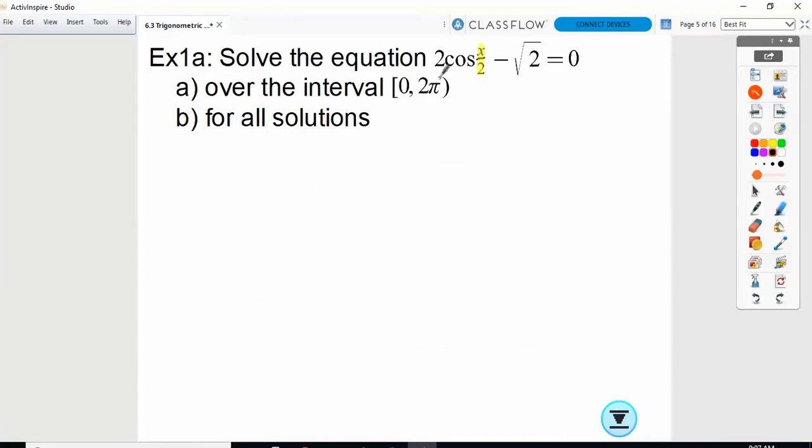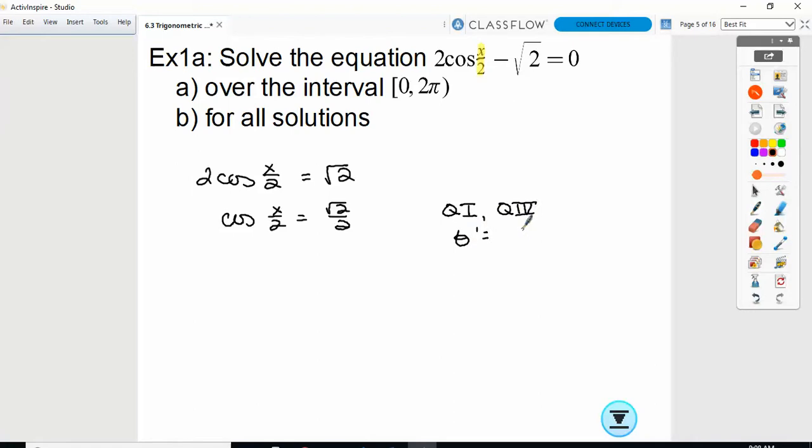So in terms of this equation, we're going to start out just like normal. If I wanted to solve this, I'd have to get cosine by itself. So we have to add over the square root of 2, divide by 2, and then we would do quadrants and reference angles. Quadrants, when is cosine positive? Reference angle. When does cosine equal radical 2 over 2? We are in radians.